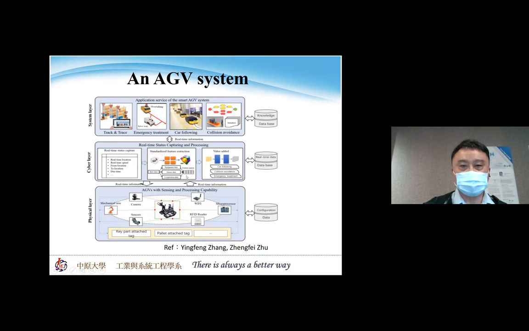As you can see, the reference here, like a physical layer, cyber layer, and the system layer. And then you can also see the AGV system here.